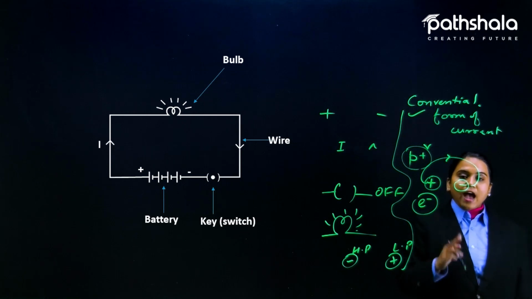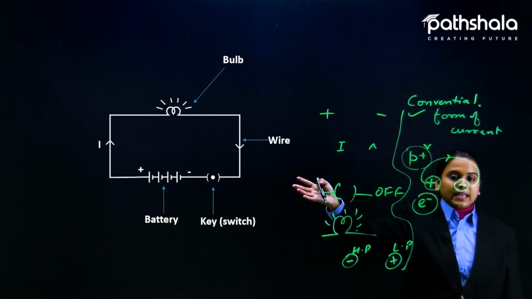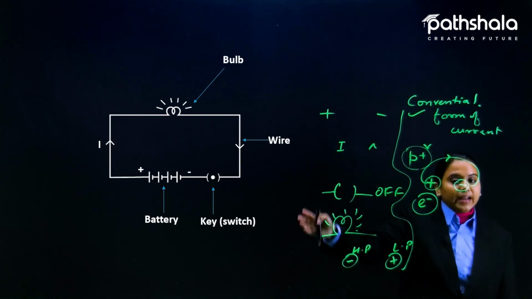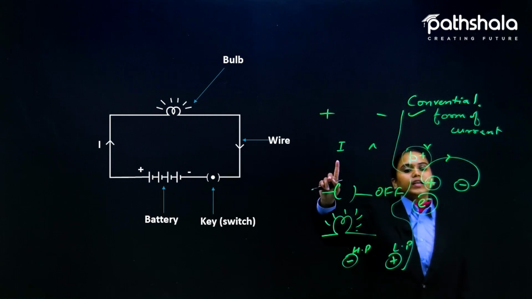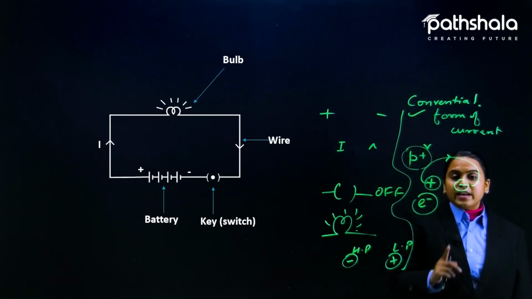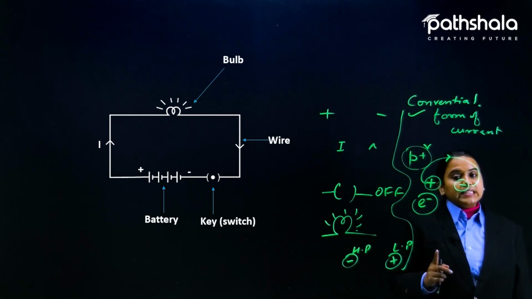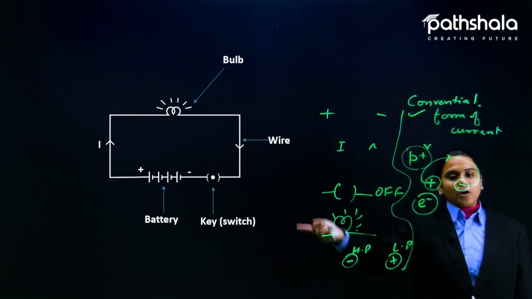So you have to see here that in your board exam, if it is drawn like this, you have to consider it correct that current is flowing from the positive terminal to the negative terminal. But if somebody asks you from where to where electrons are moving, you can say that electrons are moving from the negative terminal to the positive terminal.